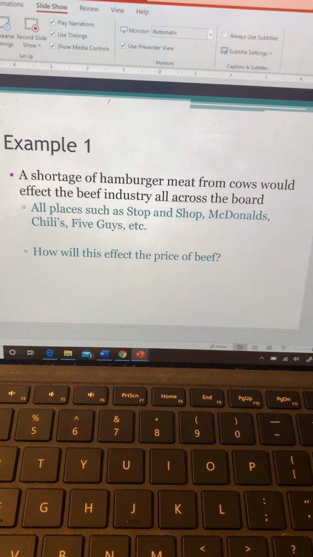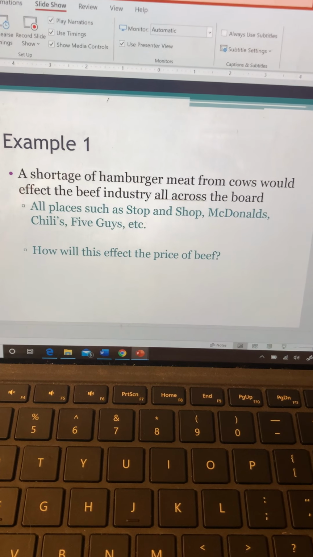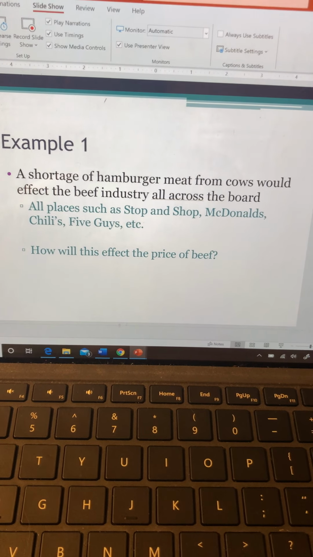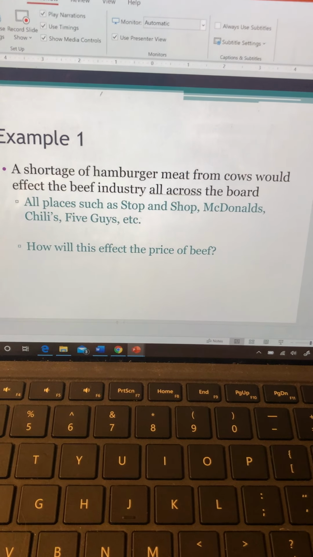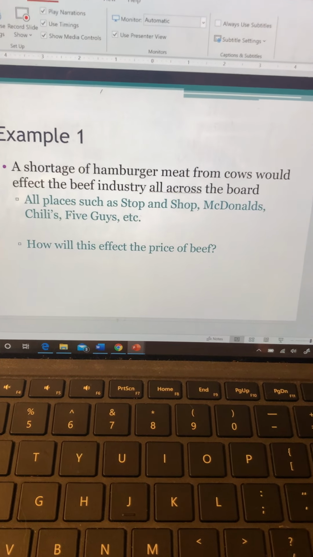How do you think this is going to affect demand? I'll give you a second to think about it. And when you're thinking about it, how is that going to affect the price of that hamburger or the price of beef?